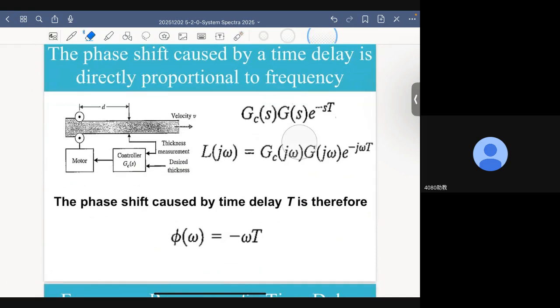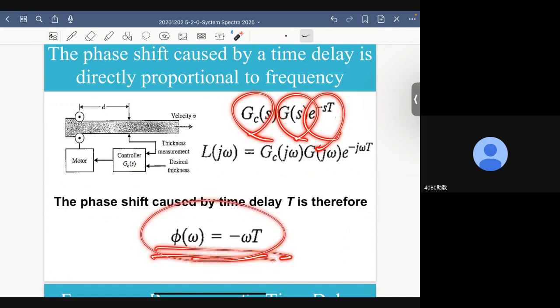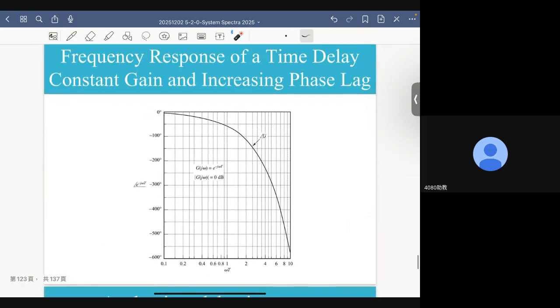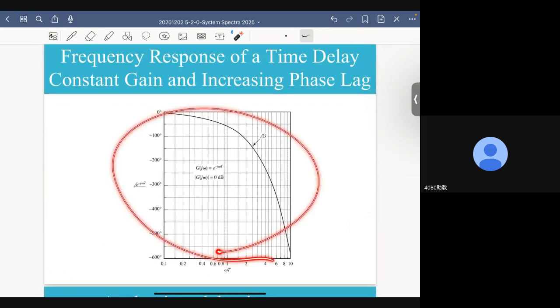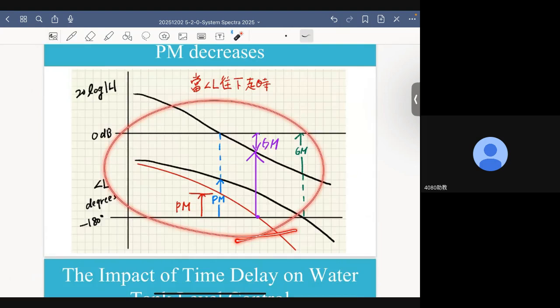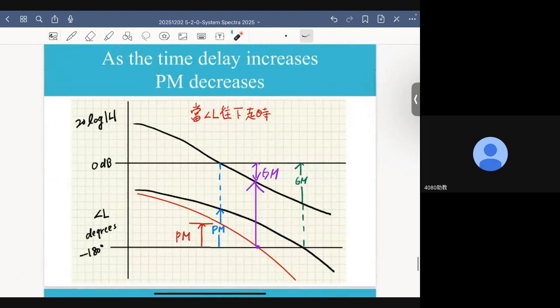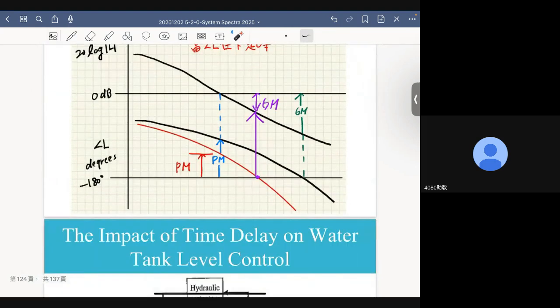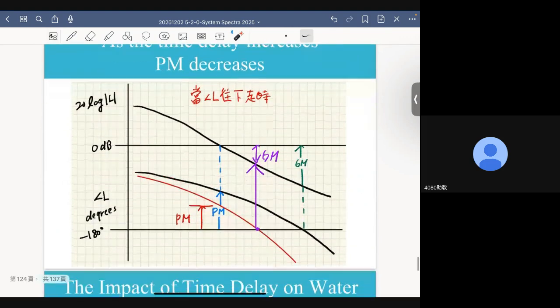And let's say this is the transfer function of the controller. This is the transfer function of the process to be controlled. And we have a time delay. And the time delay, when it comes to phase shift, is this. And its phase response can be plotted as a function of omega. And as we saw before, it will decrease. I'm sorry, we never saw this picture before. Okay, we saw another picture.